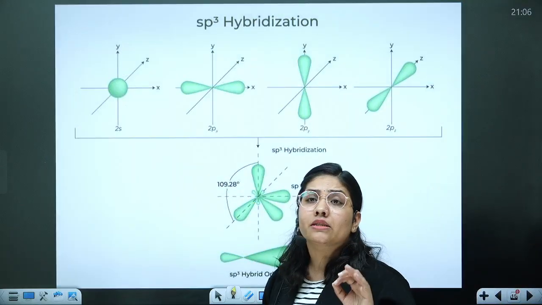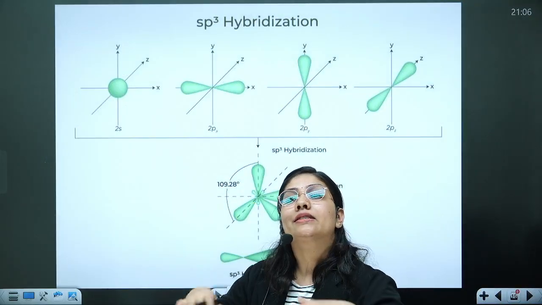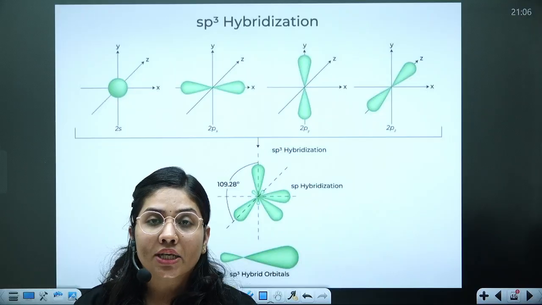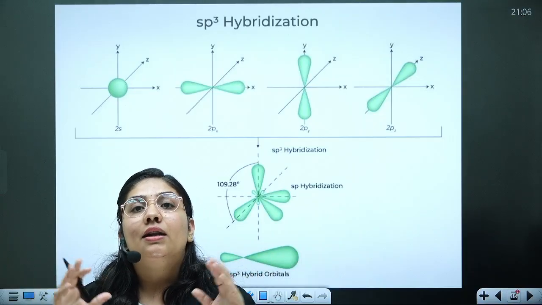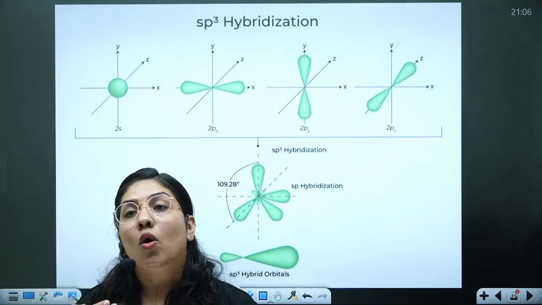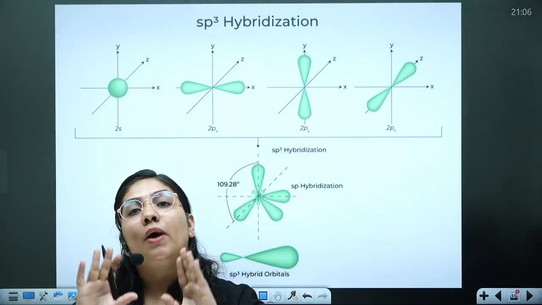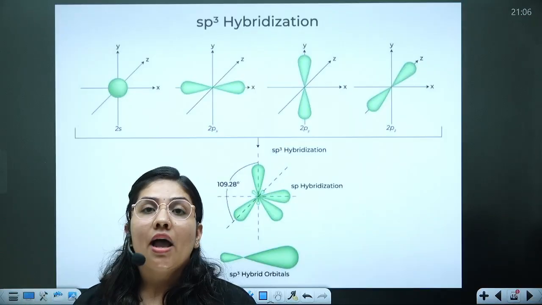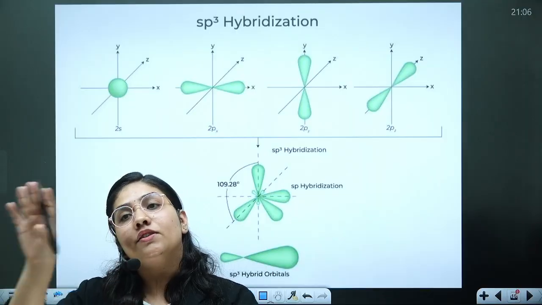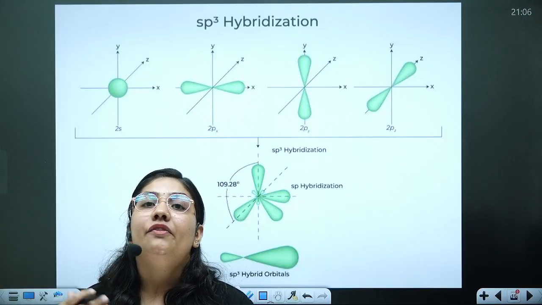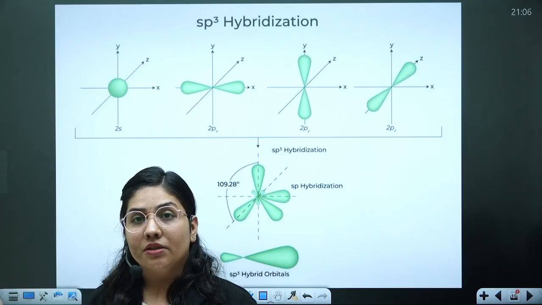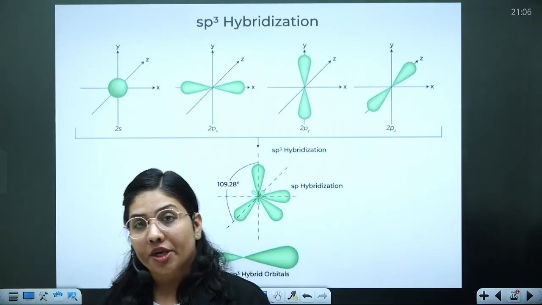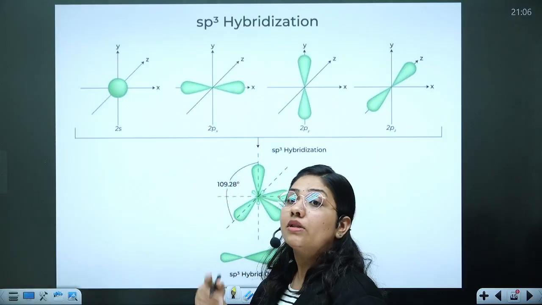Come to sp3 hybridization. Now what has changed? With each hybridization, what is changing here? See, the number of participating orbitals is changing, and since the number of participating orbitals is changing, the name is changing accordingly. Since the redistribution is changing, we are getting a different number of hybrid orbitals and different equivalent shapes, okay, in comparison with the previous cases.